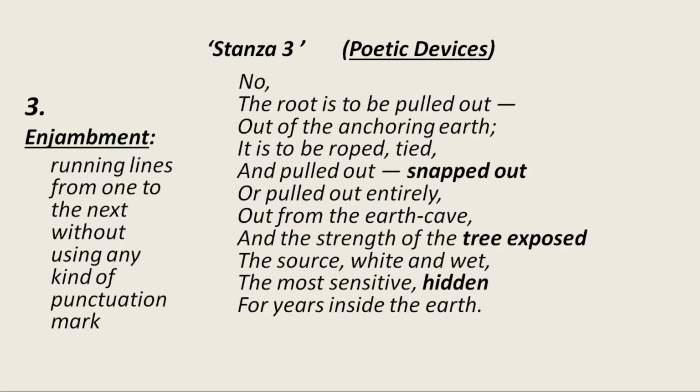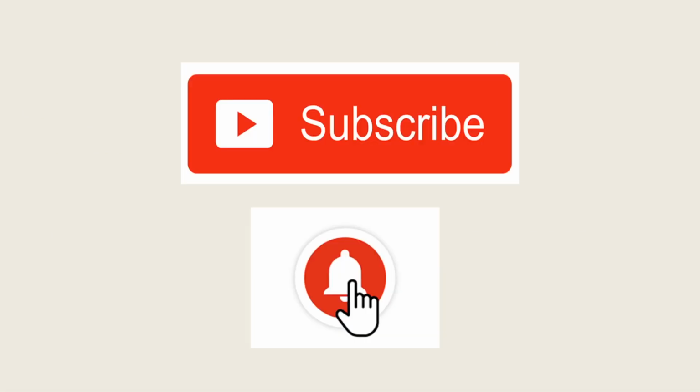Again, in this stanza also enjambment has been used. As you can see, the bold words snapped out, tree exposed, hidden. After all these lines, no punctuation mark like comma, full stop, semicolon has been used. So these all are examples of enjambment. This is it. Very simple poem.